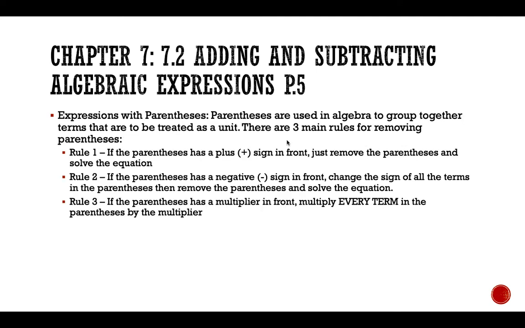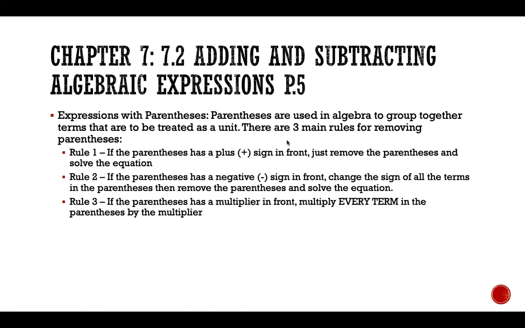Expressions with parentheses. Parentheses are used in algebra to group together terms that are to be treated as a unit. There are three main rules for removing parentheses. Rule 1, if the parentheses has a plus sign in front, just remove the parentheses and solve the equation. Rule 2, if the parentheses has a negative sign in front, change the sign of all the terms in the parentheses, then remove the parentheses and solve the equation. And rule 3, if the parentheses has a multiplier in front, multiply every term in the parentheses by the multiplier.